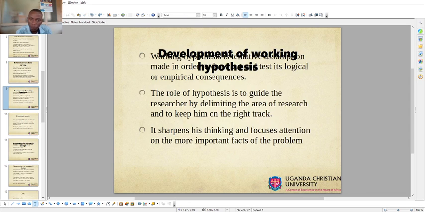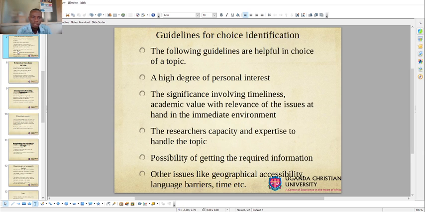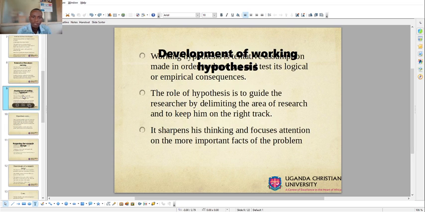The other thing is development of... I think this is repeated. Oh, I went backwards.